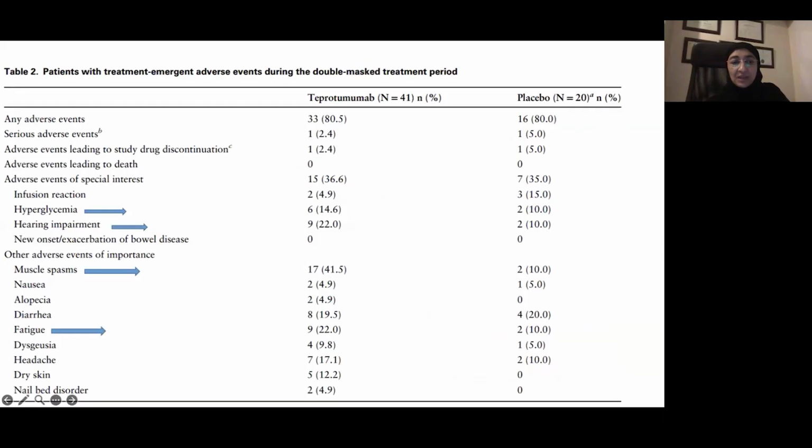There are some studies afterwards that didn't find an association between hearing impairment and the use of teprotumumab. So there are conflicting studies. However, if you do have severe proptosis or diplopia, you better use teprotumumab because it does reduce these clinical outcomes significantly.